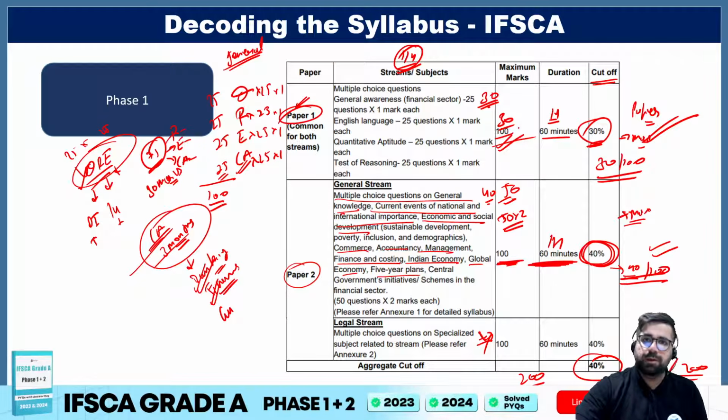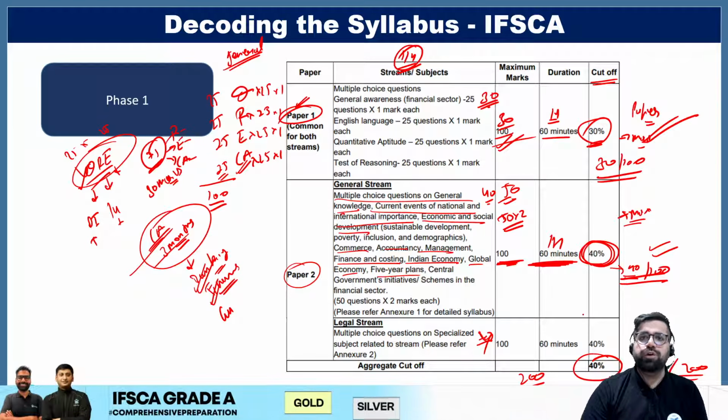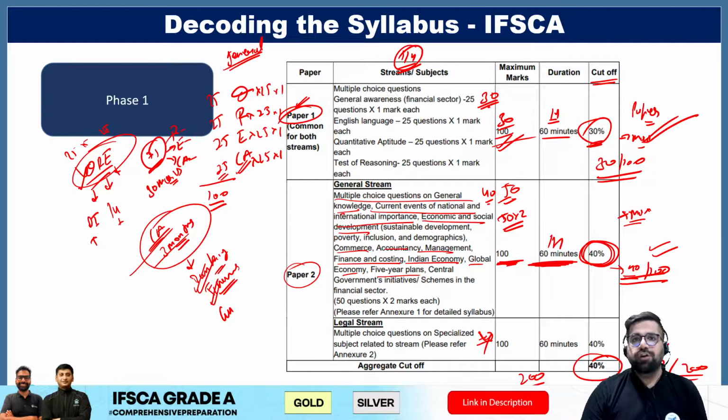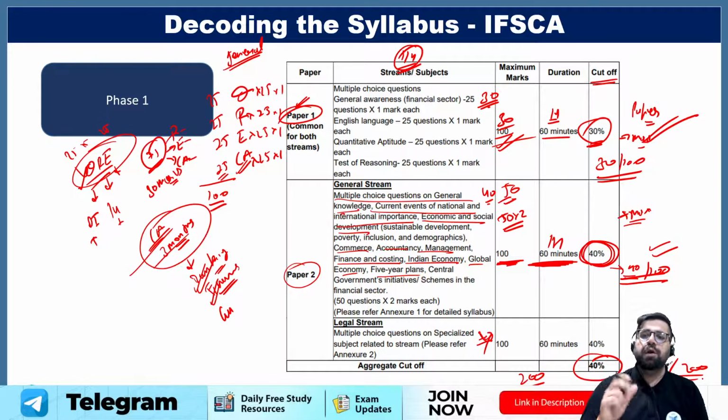Once you have 30 in paper 1 and 50 in paper 2, only then will your overall score be 80, which is the cutoff of the overall section. So this is how you have to play smart. Now, let's move ahead to paper 2.